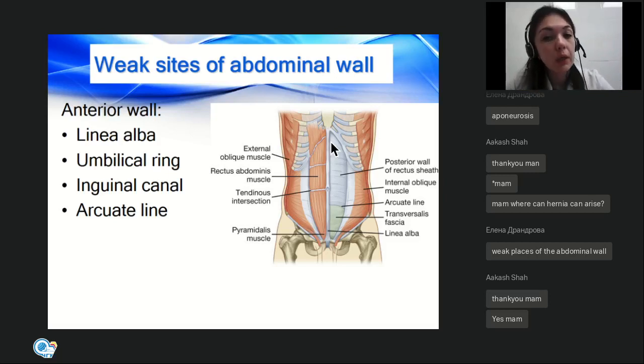So the umbilical ring is also a weak place. Umbilical hernia is very common. And the inguinal canal, as we have already discussed. And the arcuate line. This arcuate line is a place where the structure of the rectus sheath changes.